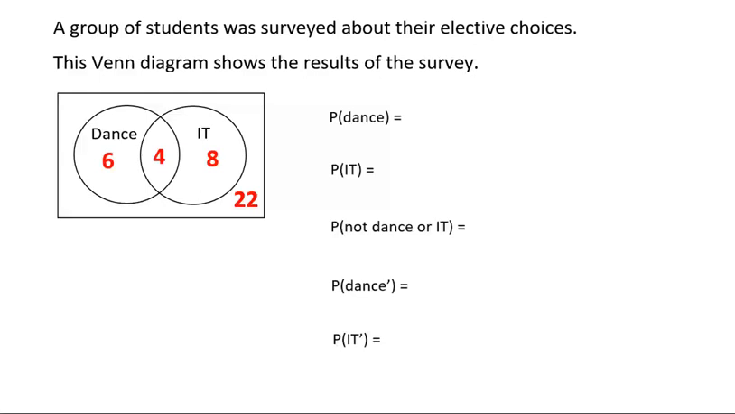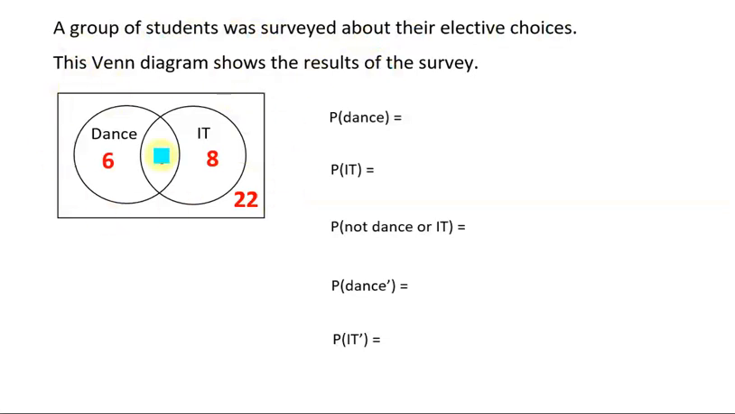In this video, we're going to talk about calculating probabilities from a Venn diagram. Now, in the last video, we had a look at how to interpret Venn diagrams, which you can go back and watch, or you can view up here. This Venn diagram is talking about a group of students being surveyed about their elective choices. And this Venn diagram shows the results of that survey.